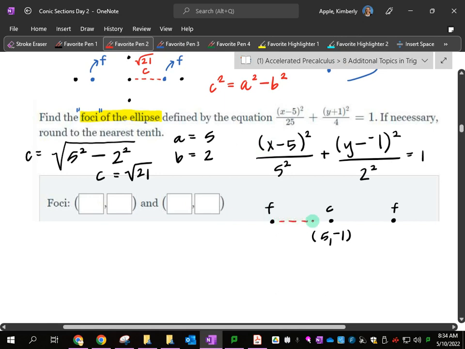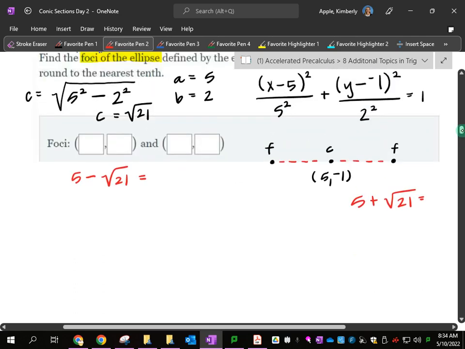Are we going to add it to the X or the Y? X, because we're moving horizontally. So here we would subtract. I'm going to say, okay, I've got 5 minus root 21. And then on this side, I would do 5 plus root 21 because we're moving in the positive direction, not the negative. All right, let's round to the nearest tenth because that's what it asks us to do.